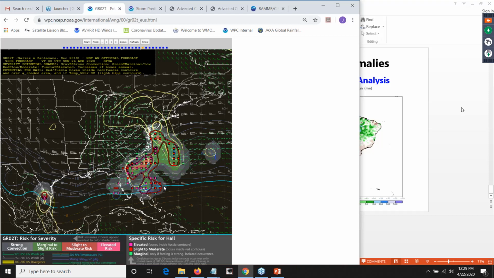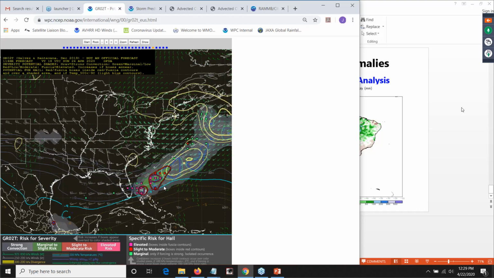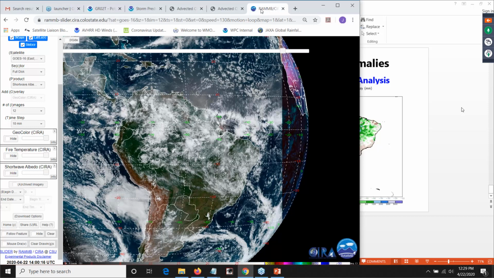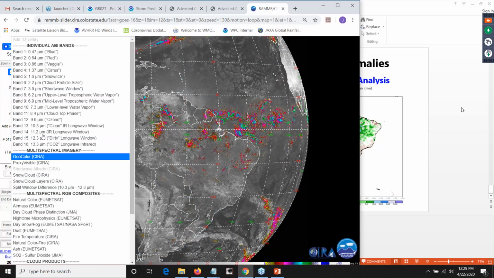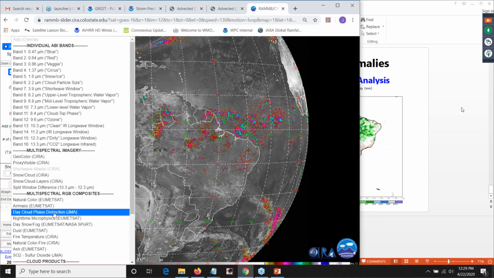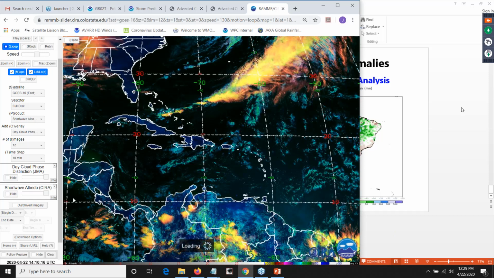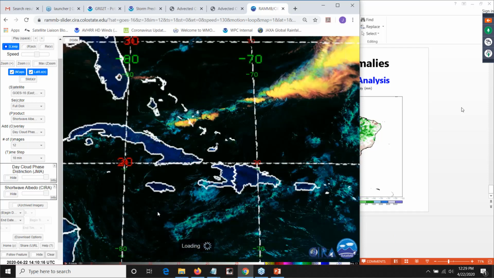If I remember from last year, even looking at the day cloud phase distinction helps you discern a little bit when you're starting to get icing or ice in the clouds, and then overlaid with some lightning also helps indicate some conditions for hail.